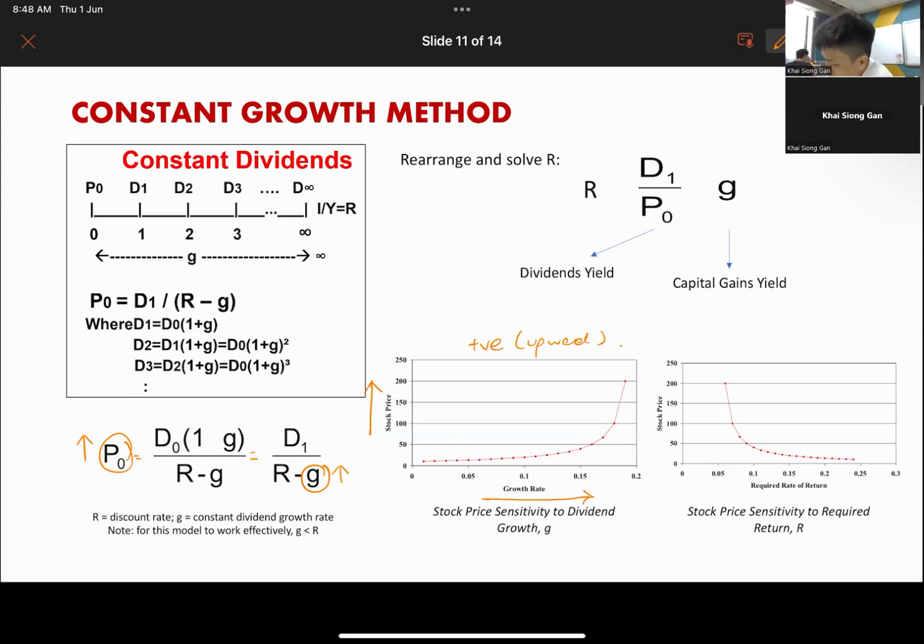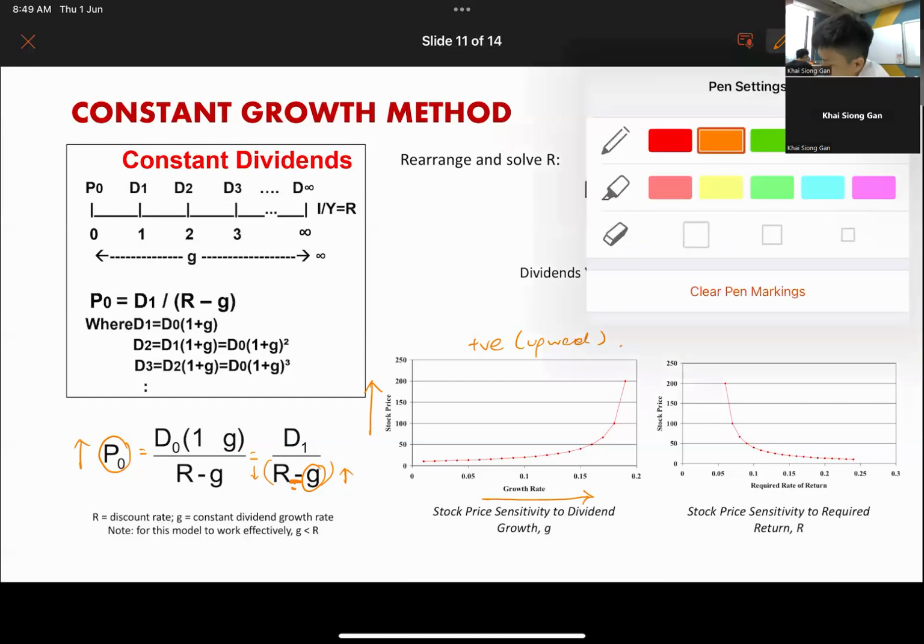How do I know? Again, let me explain the formula for you. If I look at the growth rate and the share price, this whole thing is in my denominator. By right, when this increases, the whole thing would go down. But you have a negative over here. So when g increases, this denominator goes down, and therefore the figure will become very big. I can understand, right?